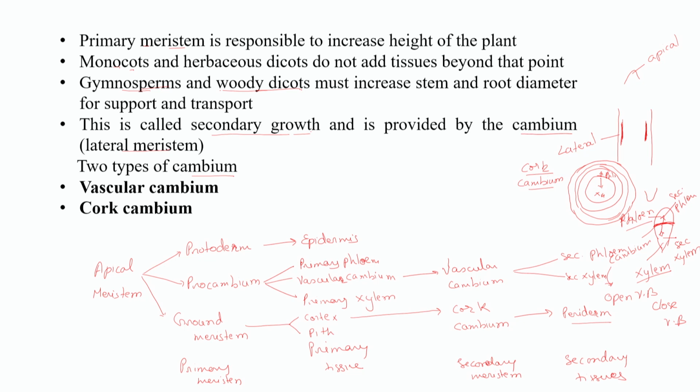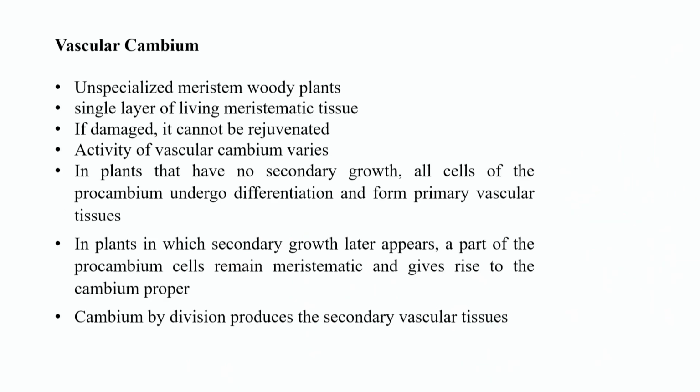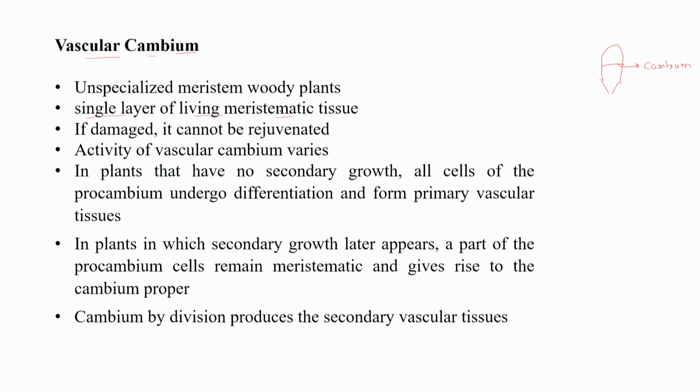So, now in this lecture we will try to focus only on vascular cambium. Now, vascular cambium, which is there between xylem and phloem, is an unspecialized meristem. It is a layer of tissue which is not specialized, and it will give rise to specialized tissues, xylem and phloem. And this is a single layer of meristematic tissue. You should remember that cambium is a single layer of cells. Suppose we draw the cross section, then you will see only a single layer of cambium.